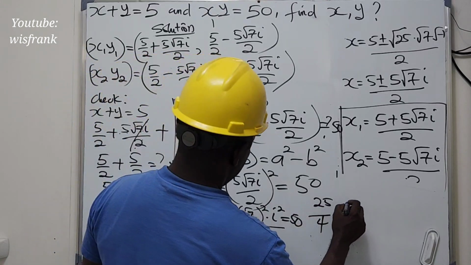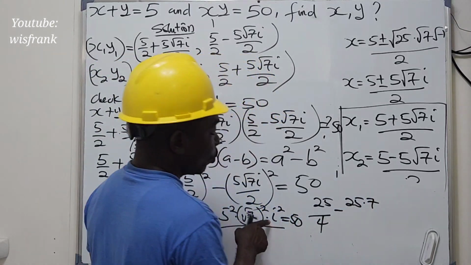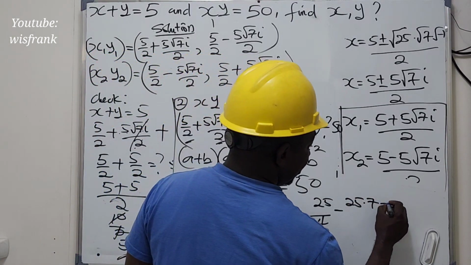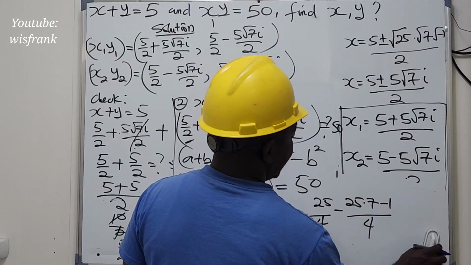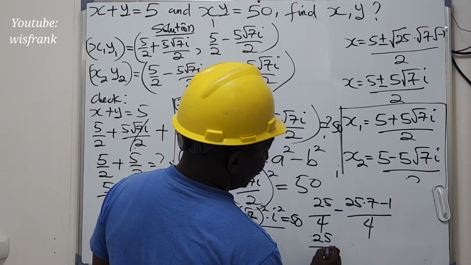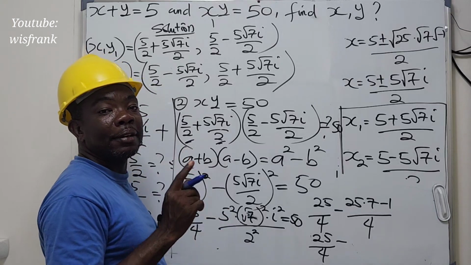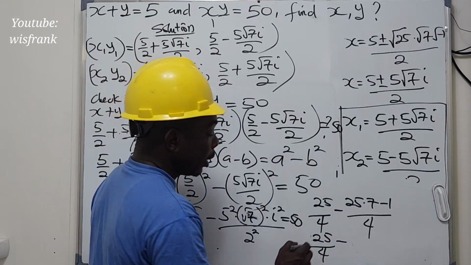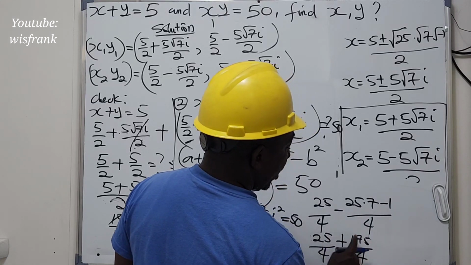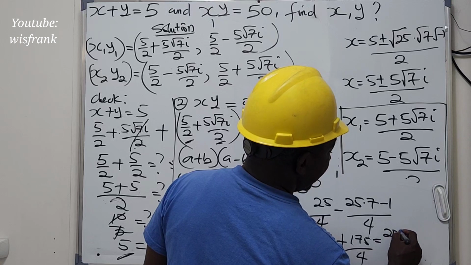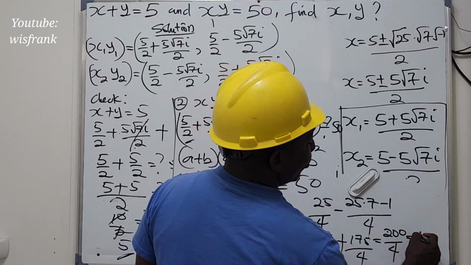So this is the same thing as minus 25 times square root of 7 to the power of 2, which is 7. Then i squared is minus 1, all over 2 to the power of 2, which is 4. So this is the same thing as 25 all over 4 minus 25 times 7, which is 175, times minus 1, which gives us plus 175 all over 4. So when we add this, it gives us 200 all over 4. Will this become 50? If we divide 200 by 4, it becomes 50.